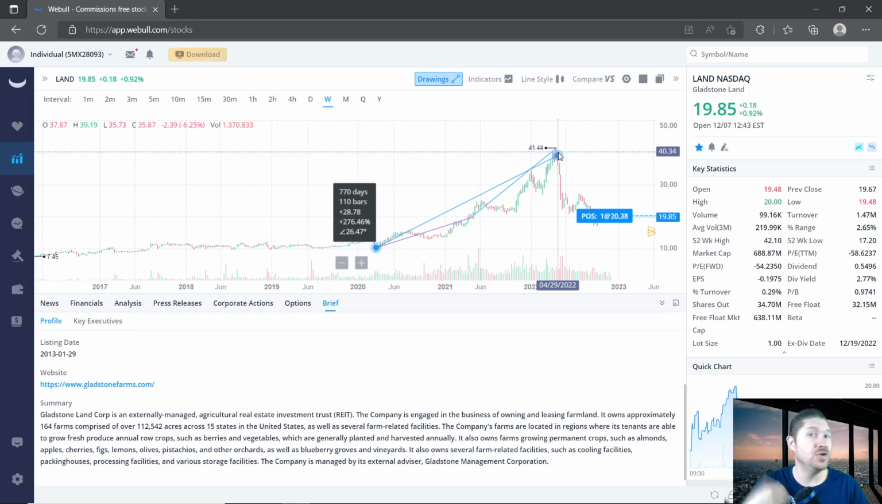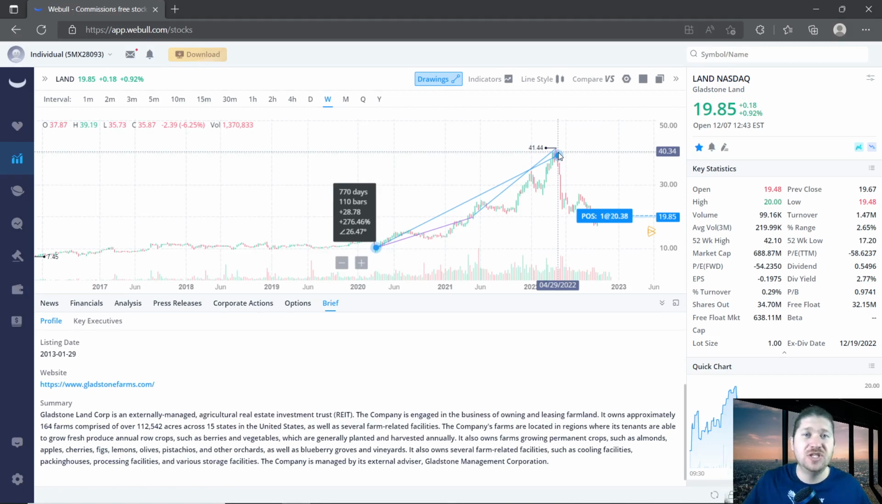Land isn't going anywhere. They're not making any more of it. And Gladstone Land is actually one of the largest landholders that own and lease farmland. Now, it owns approximately 164 farms comprised of over 112,000 acres across 15 states, as well as several other farm-related facilities. Now, the company's farms are located in regions where tenants are able to grow fresh produce, annual row crops such as berries and vegetables.